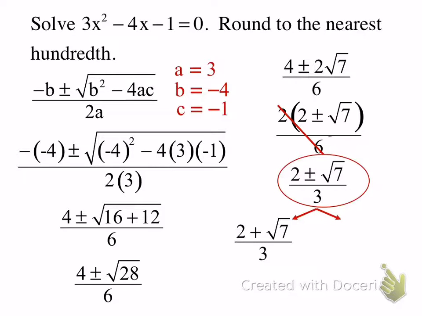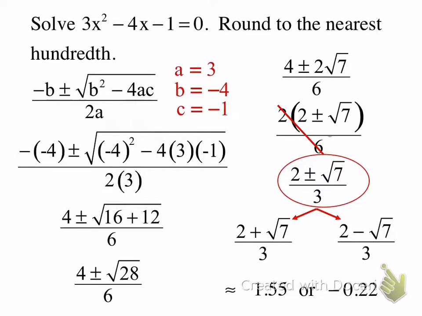And now, when it says round to the nearest tenth, the square root of 7 is between the square root of 4 and the square root of 9, which roots to 2 and 3. It's a little more than halfway because it's square root of 5, 6, 7, 8. It's just beyond. So I would say it's just beyond 2.5, 2.6. So this really means 2 plus 2.6 divided by 3 and 2 minus 2.6 divided by 3. Are you clear on that? So you want to write both?